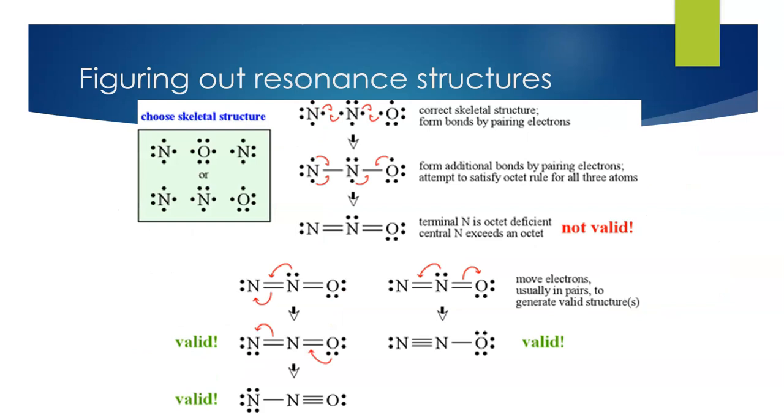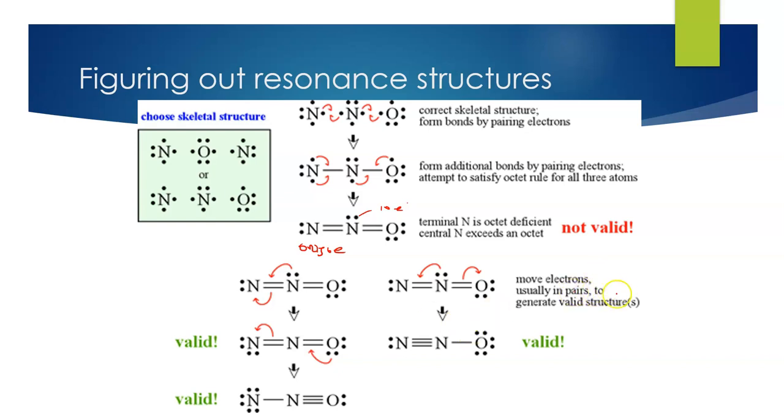So when we figure out resonance structures, essentially we need to have the correct skeletal structure, forming bonds by pairing electrons using our Lewis dot rules. We form additional bonds by pairing electrons to attempt to satisfy the octet, remembering that some structures will be able to expand their octet, if they have sulfur and phosphorus in particular. Then we have a look at the structures to see if they're valid. In this case, the terminal N is octet deficient. There's only 6 electrons around this one. This one has too many electrons. It has 2, 4, 6, 8, 10 electrons. Nitrogen can't expand its octet, so this is not a valid structure.